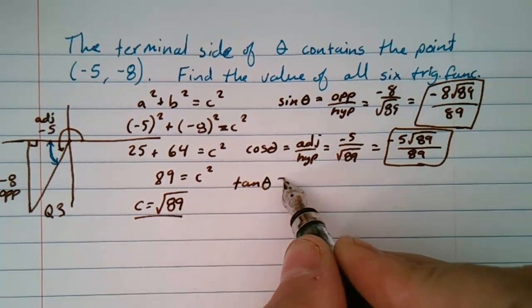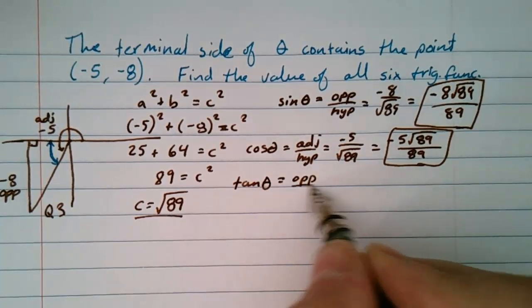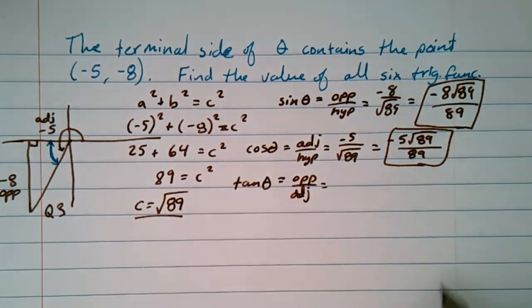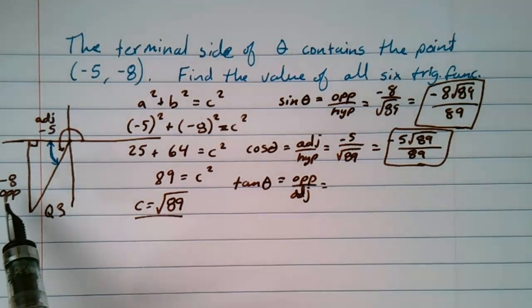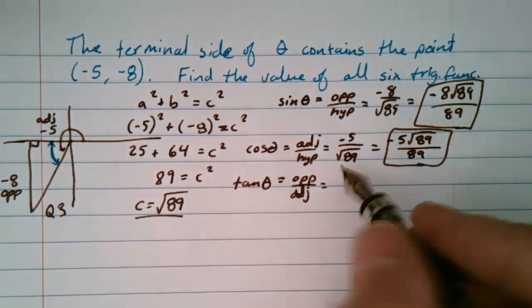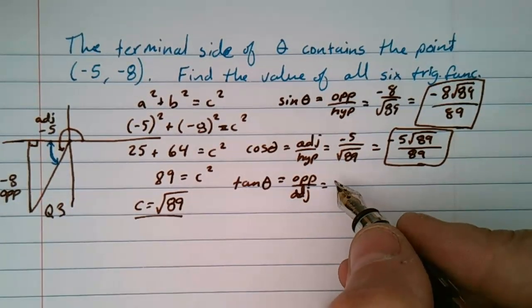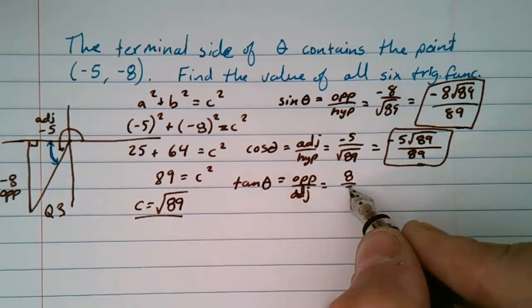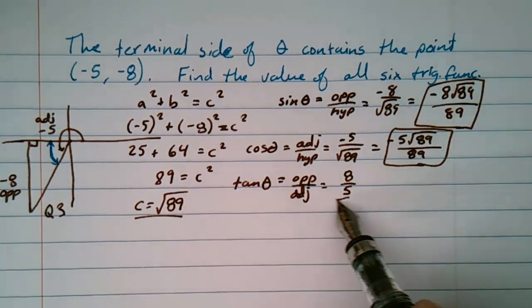Tangent of theta, opposite over adjacent. Opposite over adjacent. Well, opposite's -8, adjacent's -5. Negative over negative makes a positive. So I get what? 8 over 5. Opposite over adjacent. Boom, boom, boom.